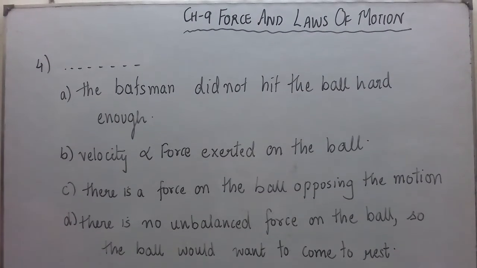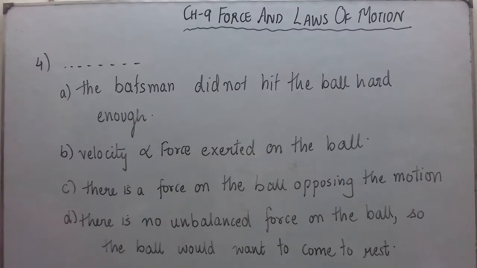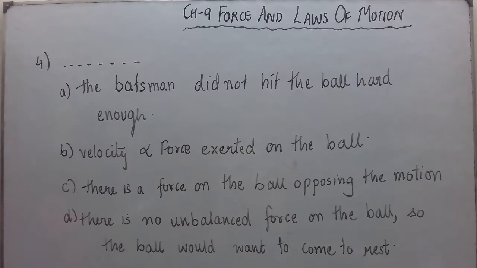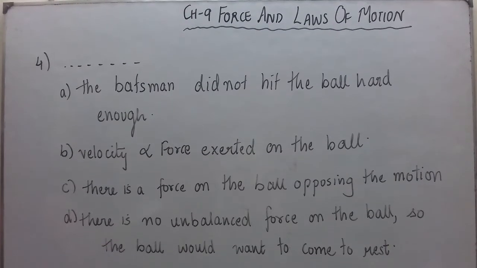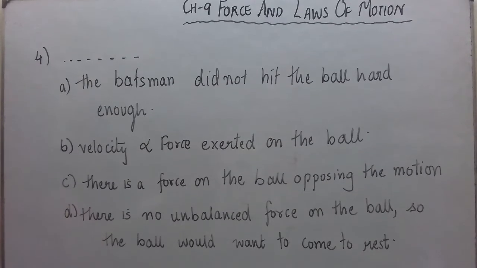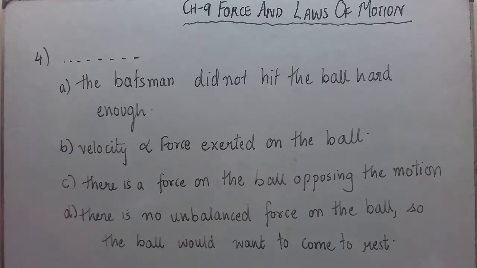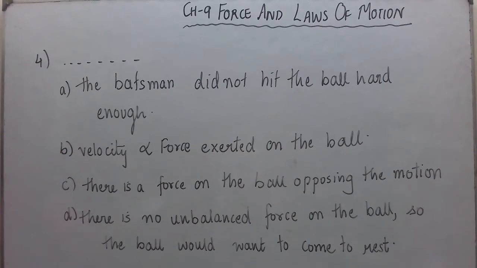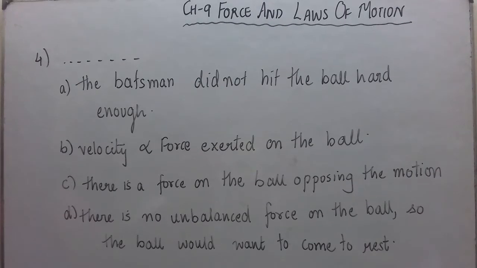Now, the fourth question is, a batsman hits a cricket ball which then rolls on a level ground. After covering a short distance, the ball comes to rest. So a batsman hits a cricket ball which rolls on the level ground first, and then after covering a short distance, it comes to rest. The ball comes to a stop.